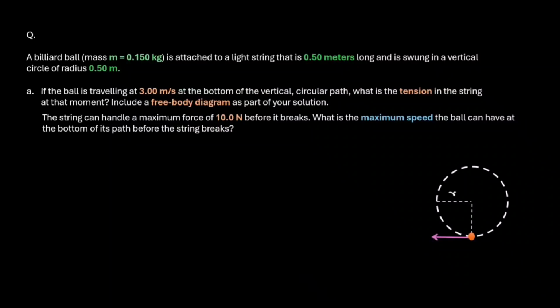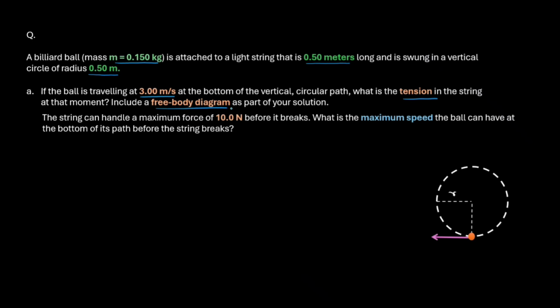In this video, we are going to discuss how to calculate tension in the string for an object swung in a vertical circle. The question says, a billiard ball of mass m equals 0.150 kilogram is attached to a light string that is 0.50 meters long and is swung in a vertical circle of radius 0.50 meter. If the ball is traveling at 3 meters per second at the bottom of the vertical circular path, what is the tension in the string at that moment?